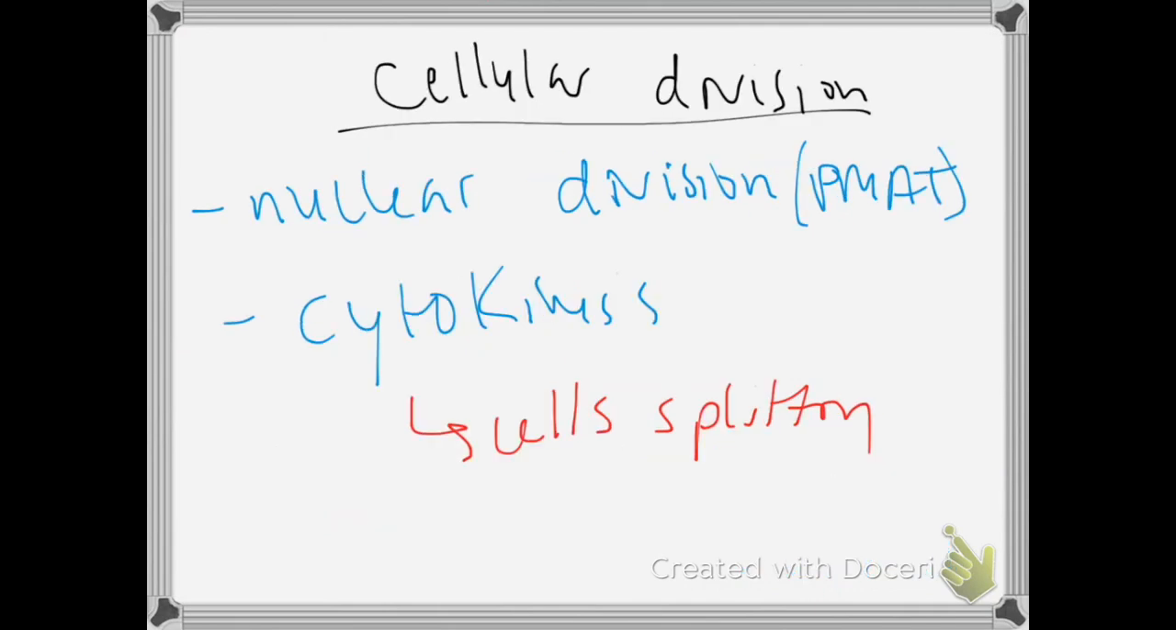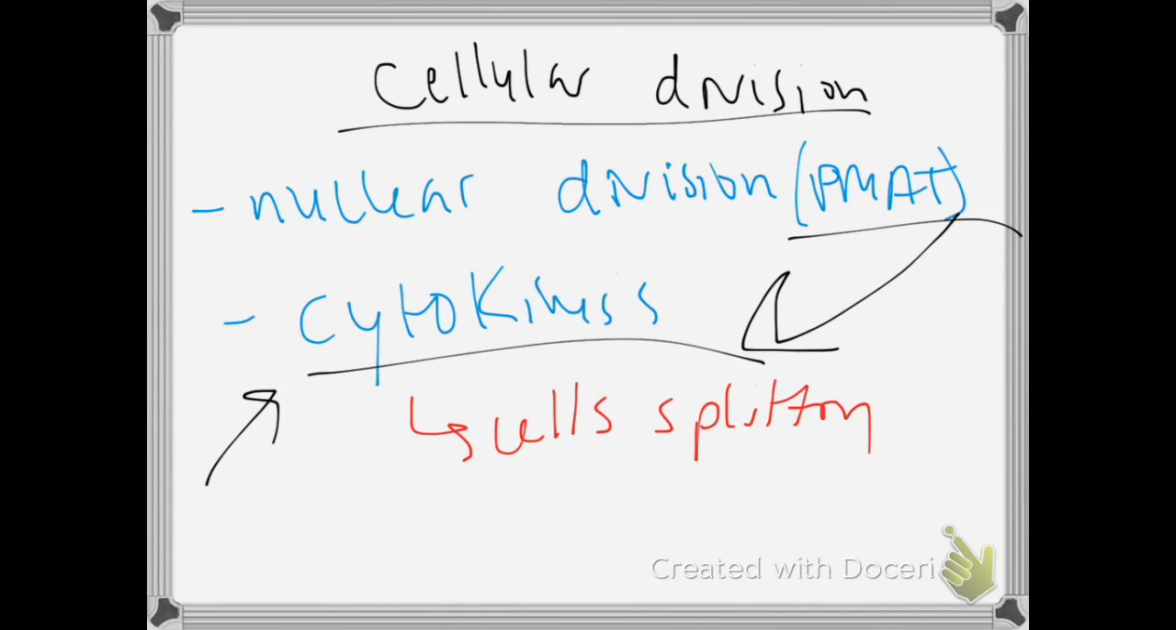Cellular division, we have two different parts. He's breaking it up into nuclear division, which is that PMAT stuff, and then cytokinesis. So sometimes you'll see in books telophase and cytokinesis as one thing. It says prophase, metaphase, anaphase, telophase, and cytokinesis. But he's putting it as a separate thing.